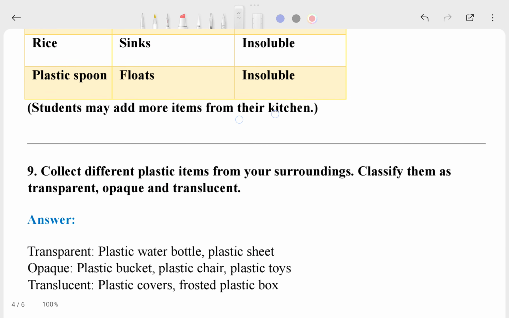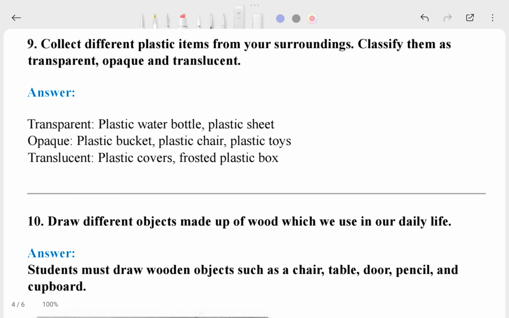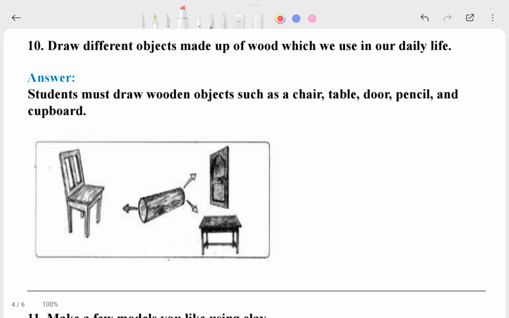Right, so if it is clear, then let's talk about the ninth one. Collect the different plastic items from your surroundings and classify them as transparent, opaque and translucent. Okay, now which is transparent and which is not. Here transparent is given, opaque and translucent are given. Okay, is it clear?